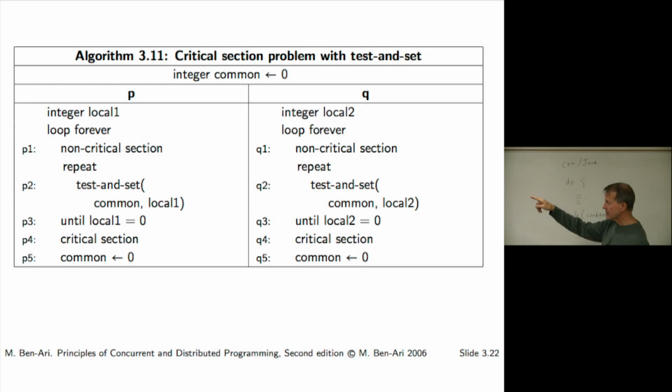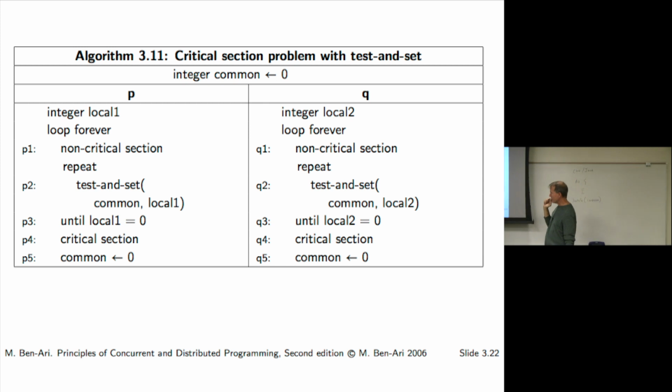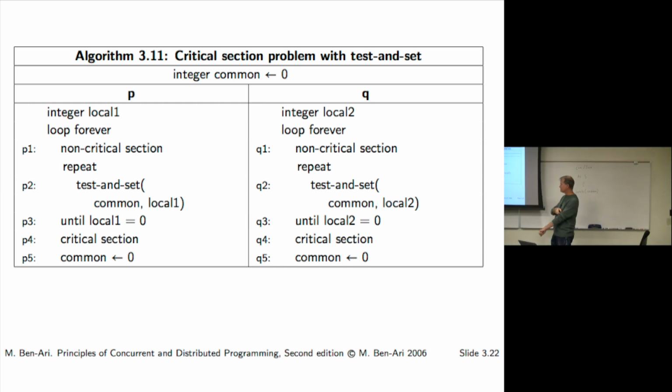So if you were to translate this to C++, it would be do instead of repeat, and then instead of saying until local 1 equals 0, it would be what? Instead of until, while local 1 is not equal to 0. Yeah. Is everybody clear on how that works? Okay, so that's some semantics, a little bit of difference between our pseudocode here and these actual languages.